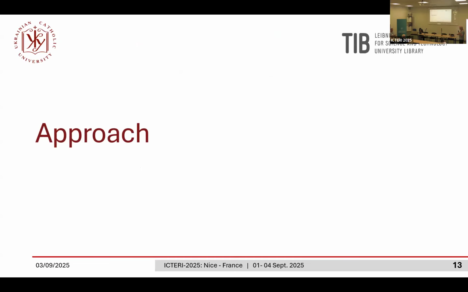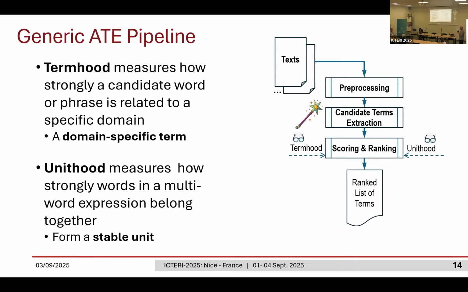Let's go to the approach. This is a generic ATE pipeline. So we start with texts: PDF, Microsoft Word, any other type. We pre-process, convert to plain text, and remove the parts which may cause regular accumulated noise leading to overfitting. Then we extract candidate terms, like strings, n-grams. And then we do scoring and ranking.